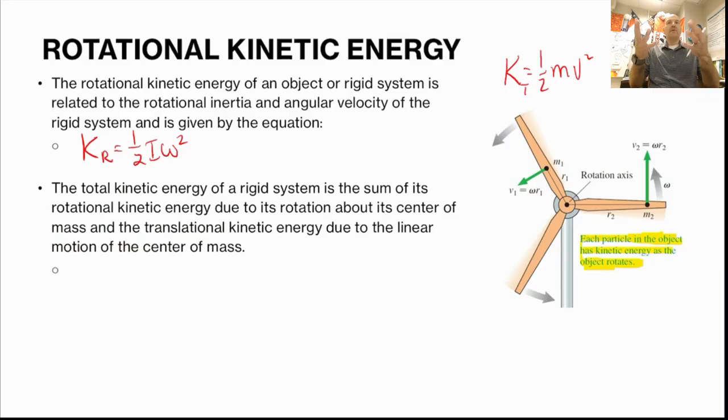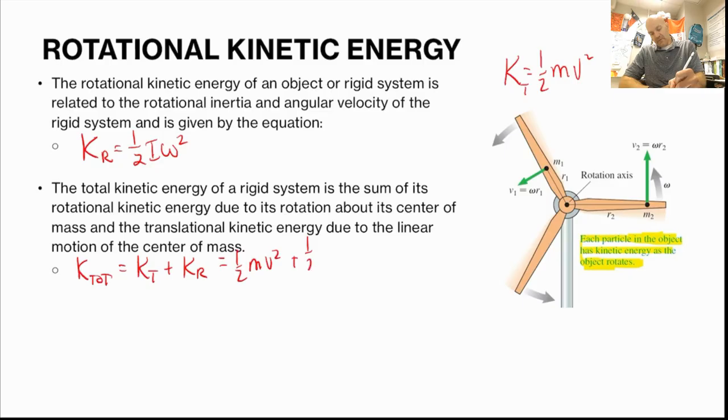So therefore, when an object is rotating and rolling, it'll have both types of kinetic energy. So the total kinetic energy would be the translational kinetic energy plus the rotational kinetic energy. So what does that mean? 1/2 mv squared plus 1/2 I omega squared.